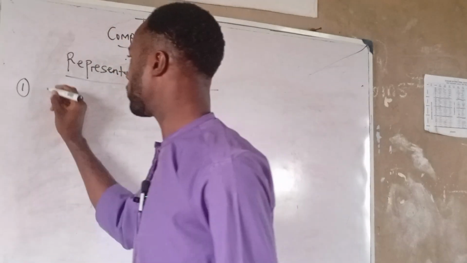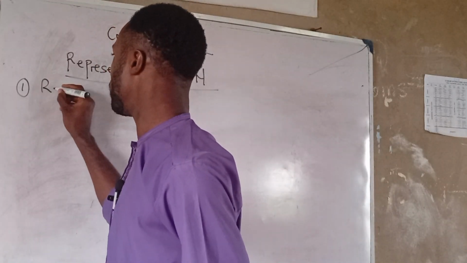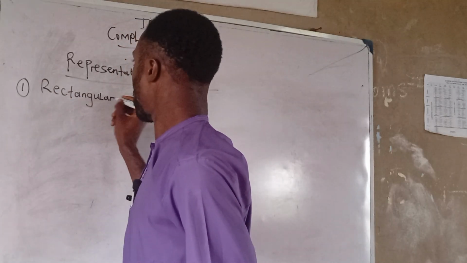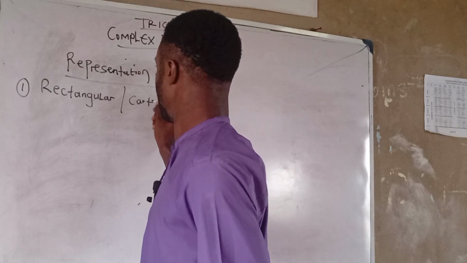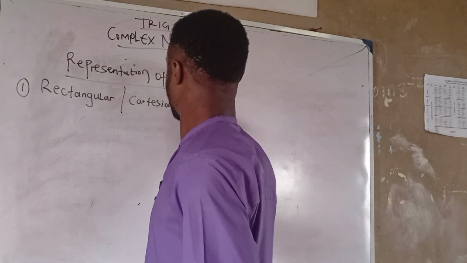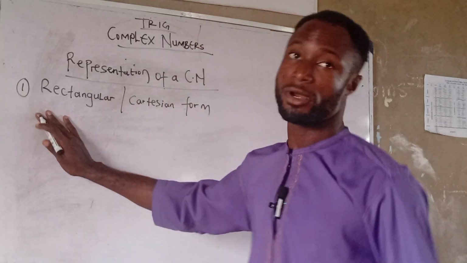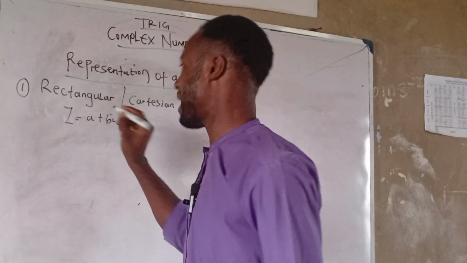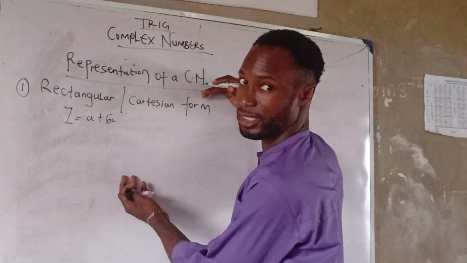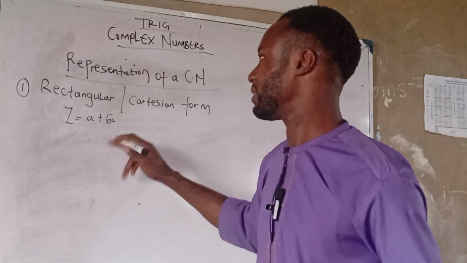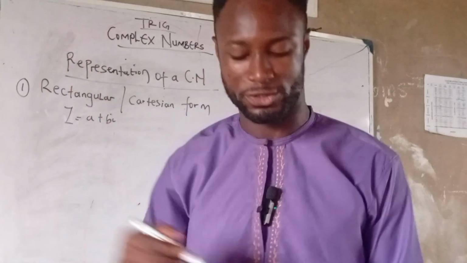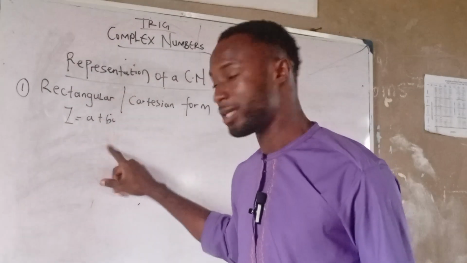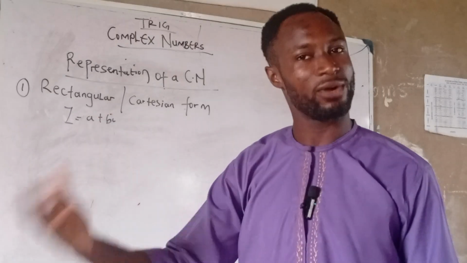Okay, let me start from rectangular form. Number one is rectangular form, or you call it Cartesian form. Then Z is equal to A plus BI. So when you see something like this, that is what we call rectangular slash Cartesian form, just like what we did in our first video, the meaning of a complex number, that this is the real part and this is the imaginary part. So this is rectangular form.